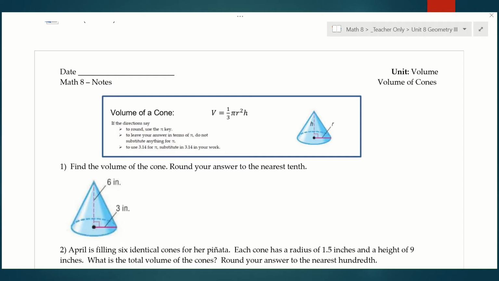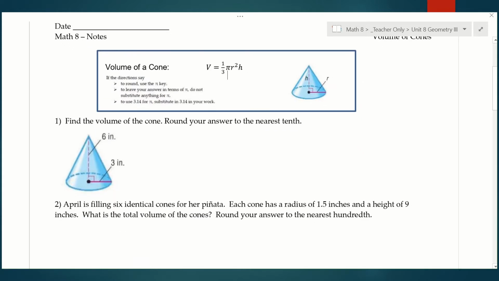Okay, so let's start with a basic volume question for a cone. It says to find the volume of the cone and round your answer to the nearest tenth. All right, so first things first, we're going to write down our formula. Because the directions say to round, that means that we are using the pi key. So we're going to bring down that 1/3, and we're going to put pi in for pi.